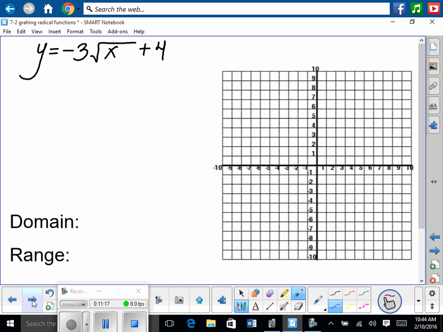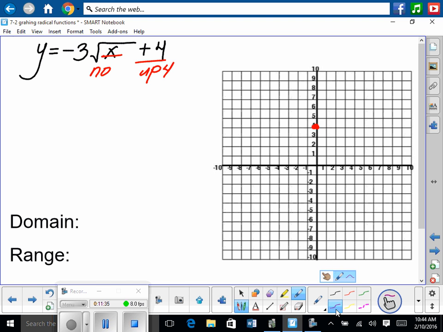Last one. Okay, because it looks a little different. Where's my shift left and right? 0. No shift left and right, right? Everybody? Right. So there is a shift up 4. So no shift left and right, but we are up 4. There's my new starting point.